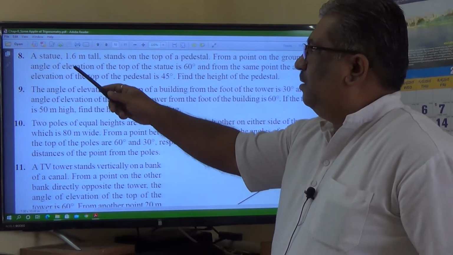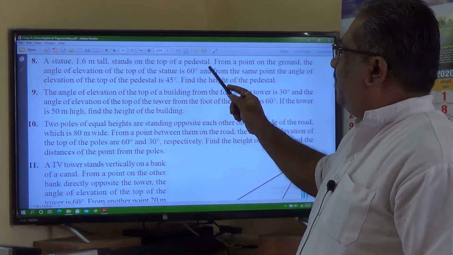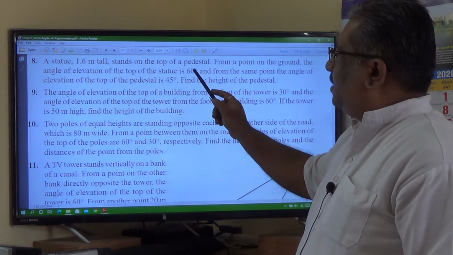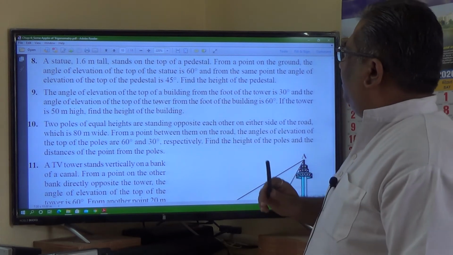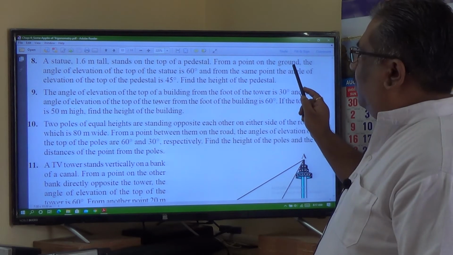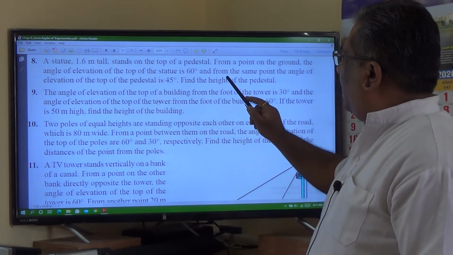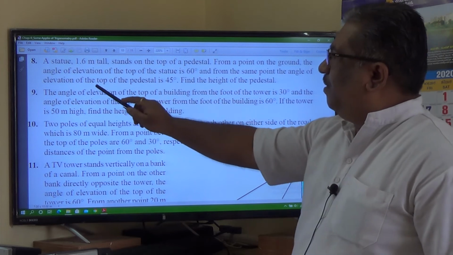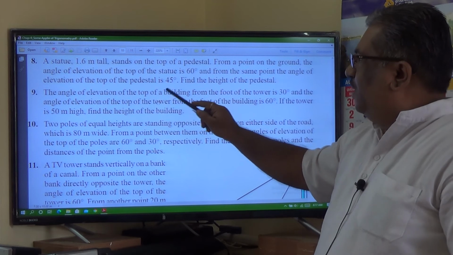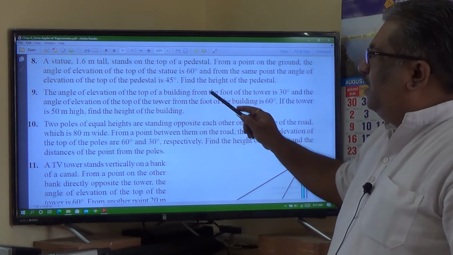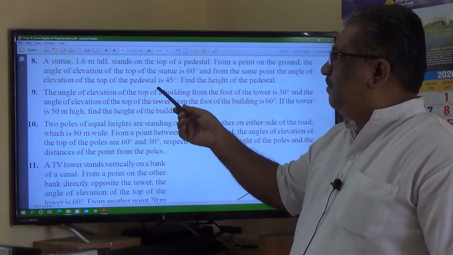Question number 8. A statue 1.6 meter tall stands on top of the pedestal. That means there is a pedestal on which a 1.6 meter statue stands. From a point on the ground, the angle of elevation of the top of the statue is 60 degrees, and from the same point the angle of elevation of the top of the pedestal, or the bottom of the statue, you can say, is 45 degrees. Find the height of the pedestal. It was the same as the previous case, so you solve it yourself, you should be able to get that.